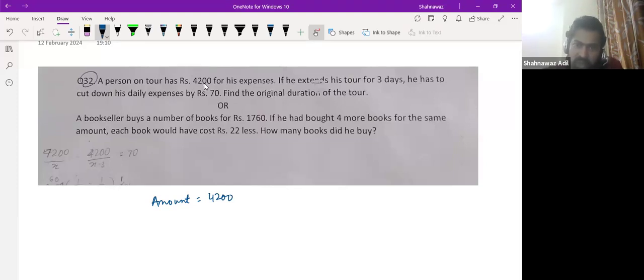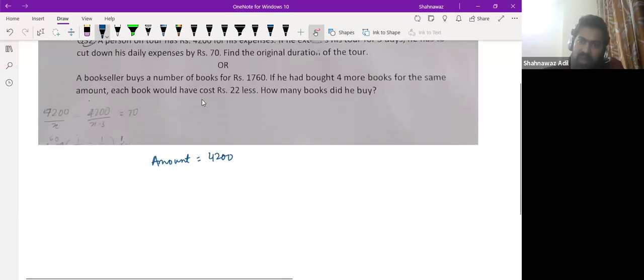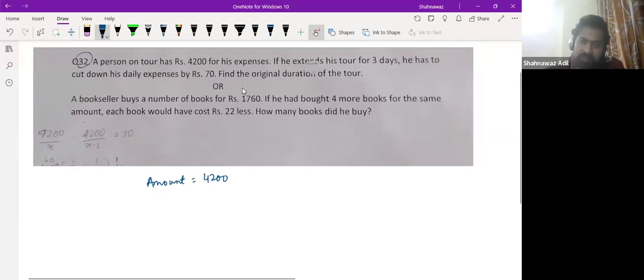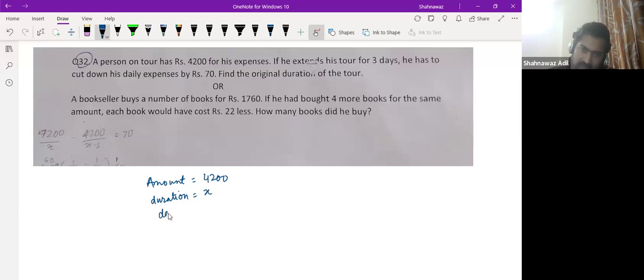Right, so he has a total amount, and what are the two unknowns? The duration of the stay and the daily expense. Good. So duration, let's say x, and daily expense, expenditure, that is y.